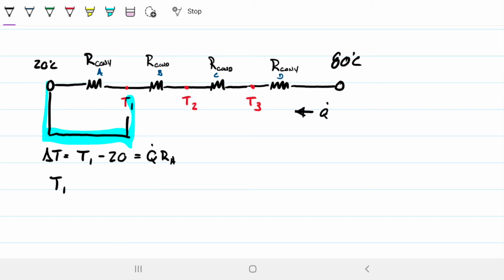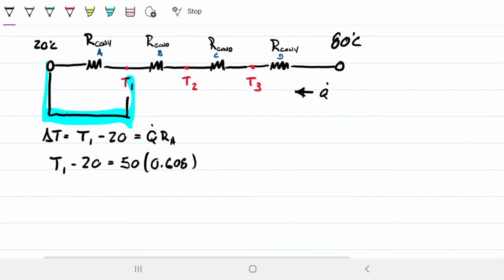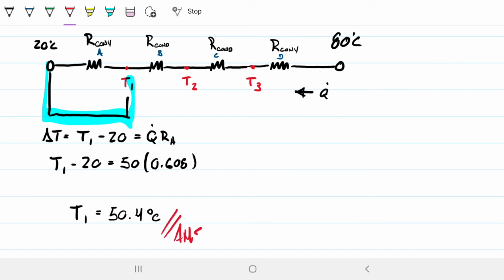So T1 minus 20 equals the 50, and my RA was about 0.608. So this means that my T1 is 50.4. And that is because I'm putting this in degrees Celsius. This has to be in degrees Celsius as well. So that is T1. That's the answer for part 2.